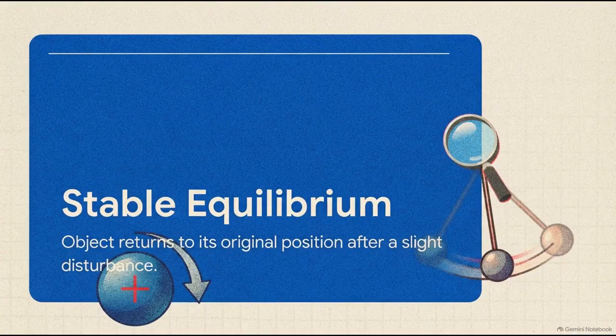So this whole center of gravity thing completely dictates an object's stability, which we break down into 3 categories. First up is stable equilibrium. This is when an object gets a slight push or disturbance and it naturally rocks right back to its original position. It actively wants to stay balanced.